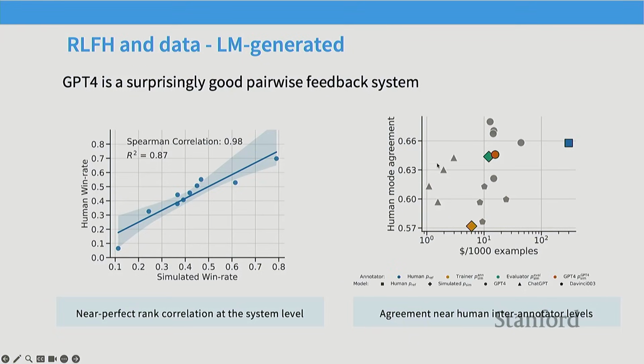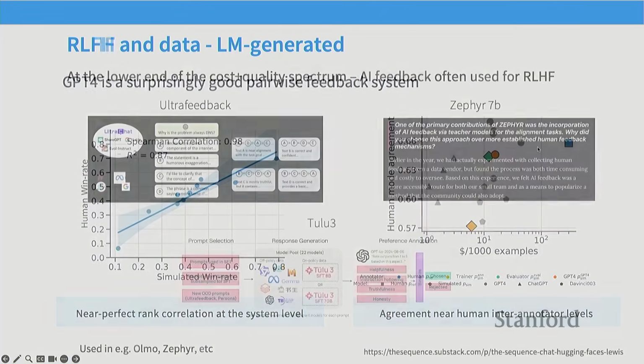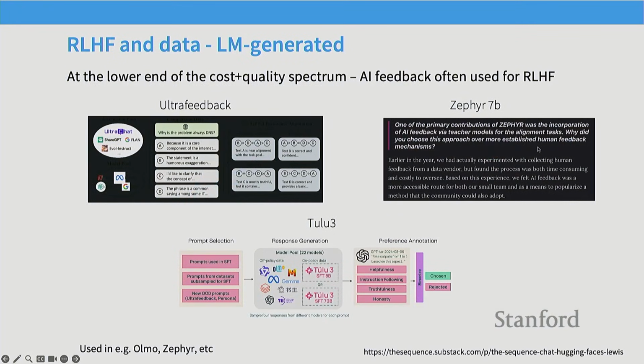Same here. The agreement between human to human, which is the blue box here, is roughly the same as the agreement between GPT-4 and human, but is much cheaper, right? So there's lots of reasons, I think, why AI feedback has become popular. And it has been used very extensively in RLHF.